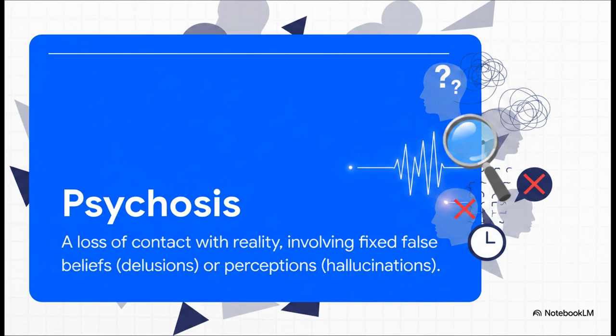At its core, it's a state where someone loses contact with reality. And this shows up in two main ways. You've got delusions, which are fixed, false beliefs that just don't budge, no matter the evidence. And then you have hallucinations, sensory experiences like hearing voices when there's nothing actually there. This idea of psychosis is the common thread that runs through everything we're about to talk about.